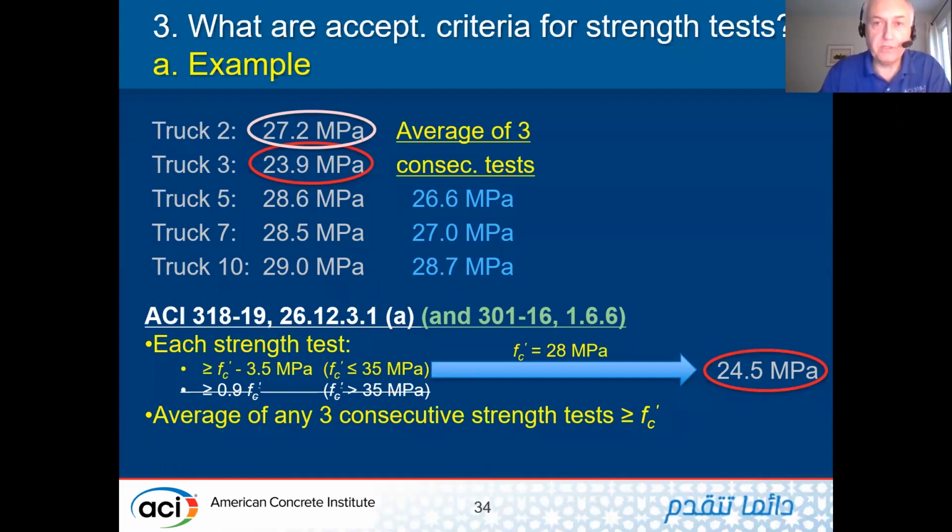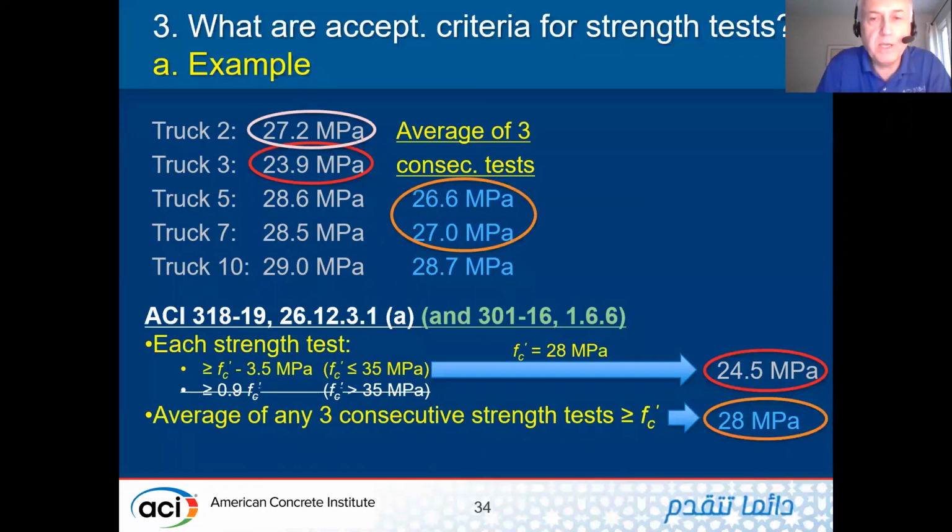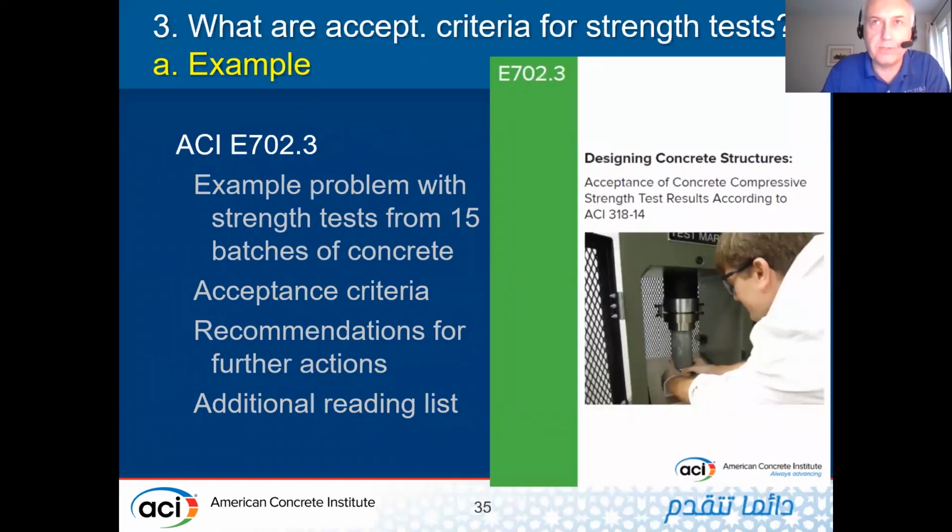However, the average of 3 consecutive strength tests has to be greater than or equal to 28. And what we see is that 2 of those consecutive strength tests are non-compliant. So the reason for that example is that now we can look at what do we do regarding that non-compliant concrete.